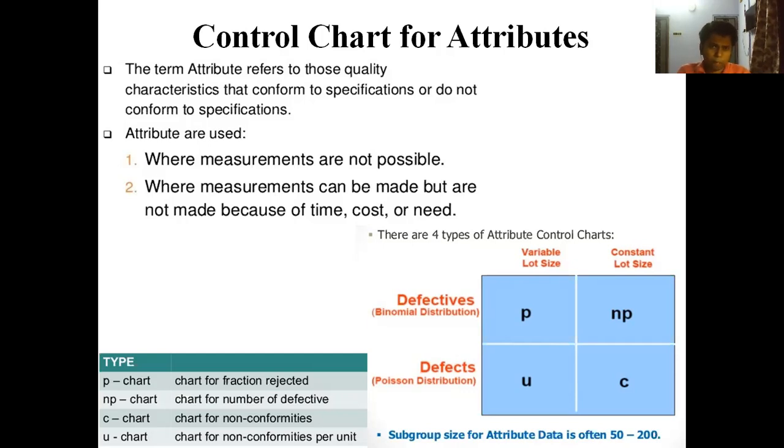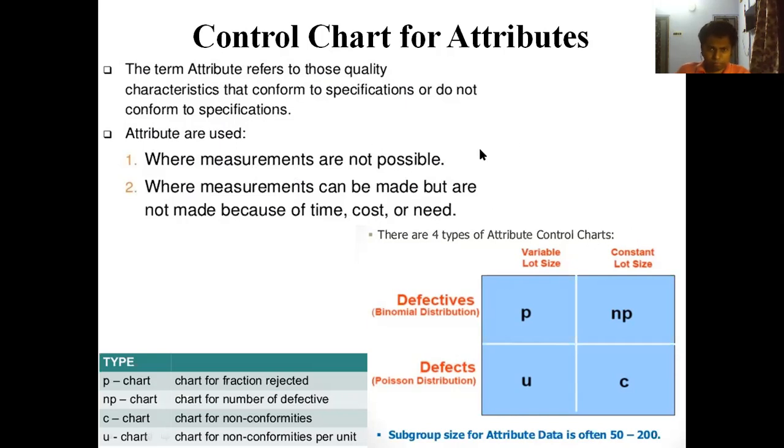The term attribute refers to those quality characteristics that conform to specifications or do not conform to specifications. Attributes are used where measurements are not possible, or where measurements can be made but are not made because of time, cost, or need. Just what I said.